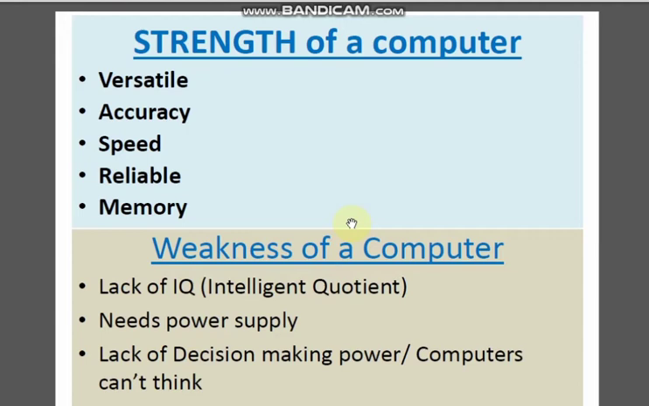Weaknesses. Now what are the weaknesses of a computer? A computer lacks intelligent quotient. There is no IQ in a computer. There is no EQ, emotional quotient, either. Emotional quotient is also zero. A computer needs power supply, of course. Without power, a computer won't work. And a computer cannot decide on its own. It is the programmer who gives the instruction, and accordingly the computer works. So there is a lack of decision making power, computers cannot think.